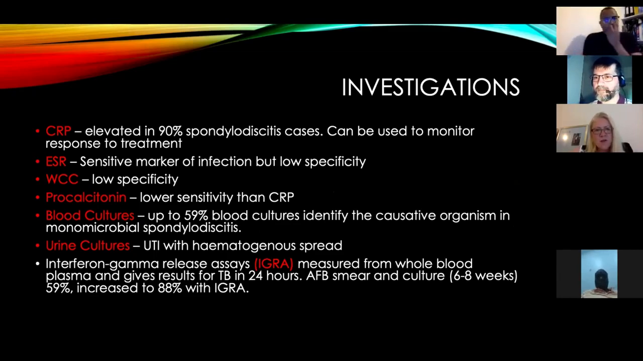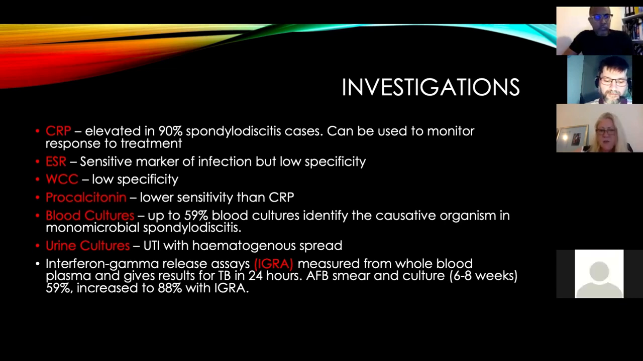Blood cultures, so you want at least 3 sets of blood cultures. And the literature says up to 59% of blood cultures will identify the causative organism in a monomicrobial spondylodiscitis. Urine cultures, if you're considering hematogenous spread, and interferon gamma release assays can give you a result for TB in 24 hours if they're available. Acid-fast bacilli smear and culture takes 6 to 8 weeks and has a sensitivity of 59%, which is increased if you use the IGRA.